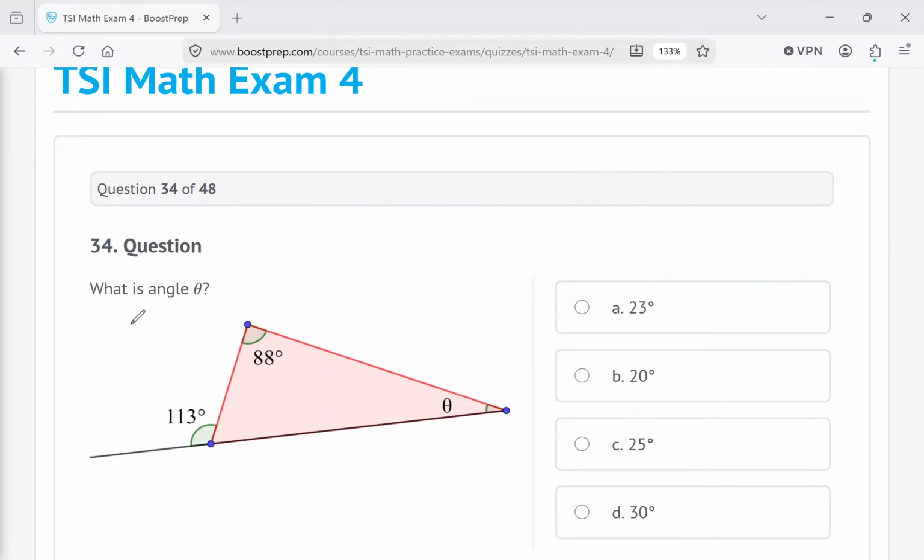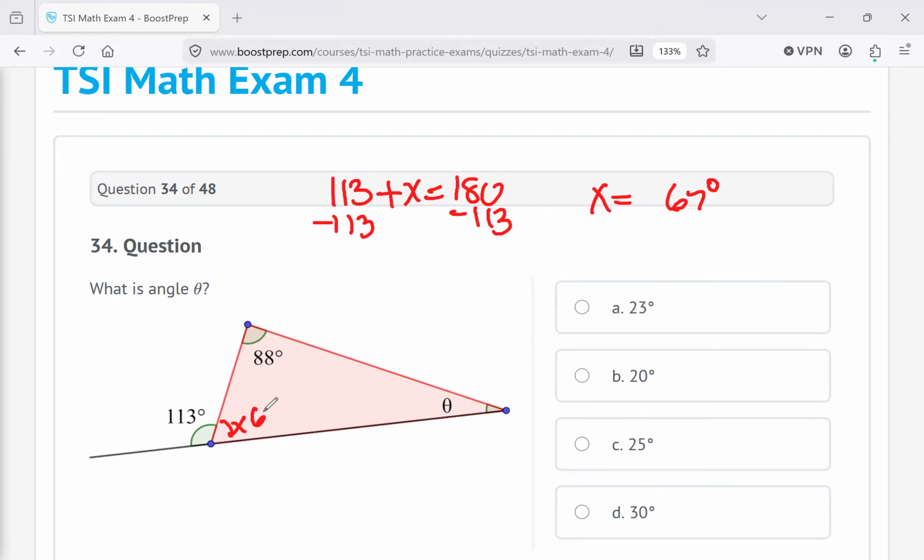What is angle theta? So what you need to know is you've got to find this missing angle. If I knew this angle right here, I could find it by doing 180 minus that. But I don't know what this angle is, so I'll find it. I know this angle is 113, and it forms a straight line, and a straight line always adds up to 180. So it's going to be 113 plus x equals 180. Then I'm going to subtract 113. You get x equals 180 minus 113, which is 67. Okay, so this angle here is 67 degrees.